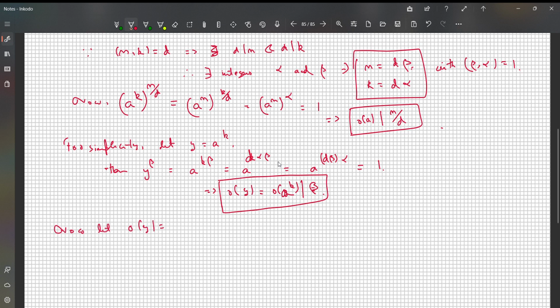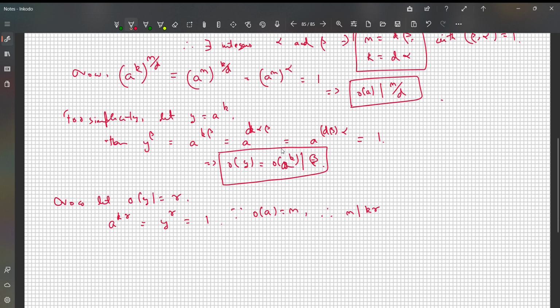Now let the order of Y be gamma. Then A to the power K gamma, that is Y to the power gamma, equals 1. But we know, since the order of A is n, therefore n must divide K gamma.